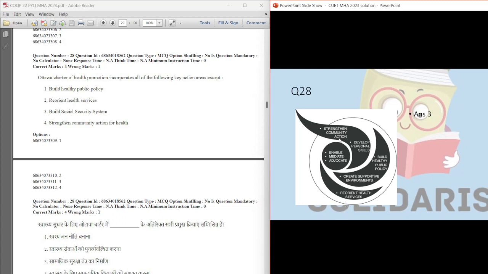So let's see what it has. It mainly focuses on enabling, mediating, and advocating. First, it gives us reoriented health services. We have that in the second option. Create supportive environments. We have it. Okay, no, we don't have that.